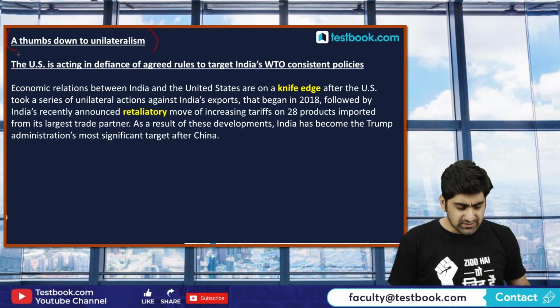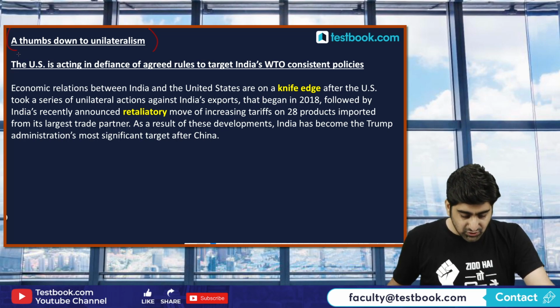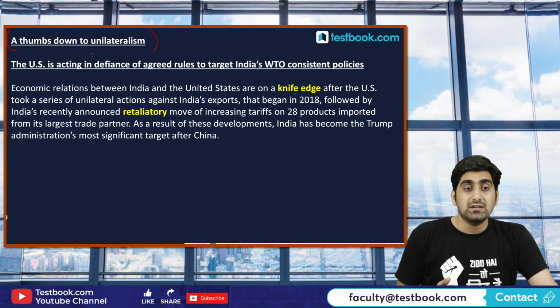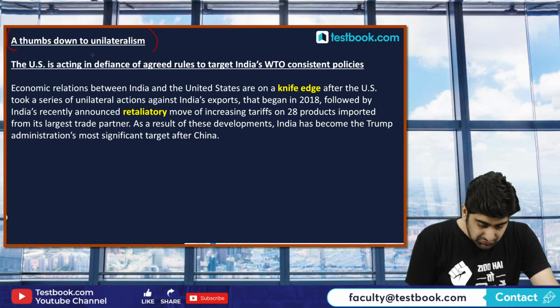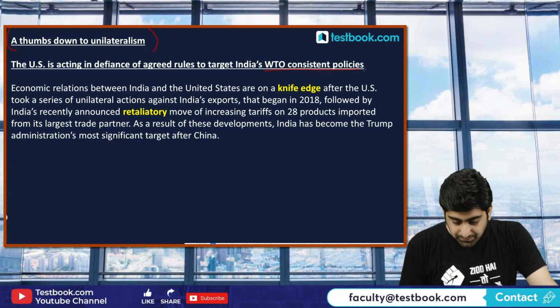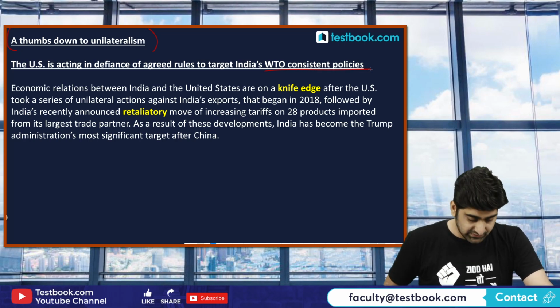And who is one-sided? You can see here the US is acting in defiance of agreed rules. So what they are doing, they are stepping back from the agreed rule. पहले जिन नियमों पर उन्होंने agree किया था, अब आप उसे ठीक तरीके से नहीं निभा रहे, और इसी को यूनिलेटरलिज्म कहा गया. To target India's WTO consistent policies. So this is the main issue here. Let's read the article first.